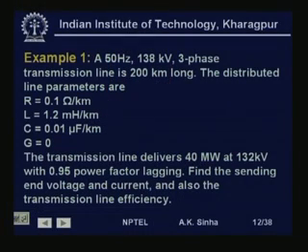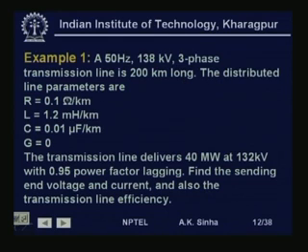Now, we will take up some simple examples on transmission line operation to understand the concepts that we learned in lesson 9 and 10. So, the first example is a 50 hertz, 138 kV, 3 phase transmission line, 200 kilometer long.